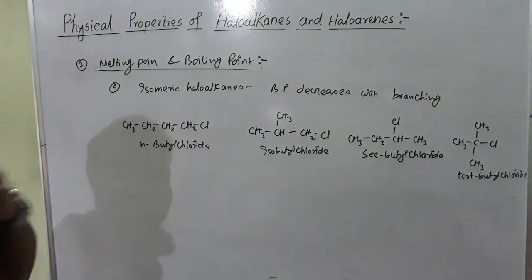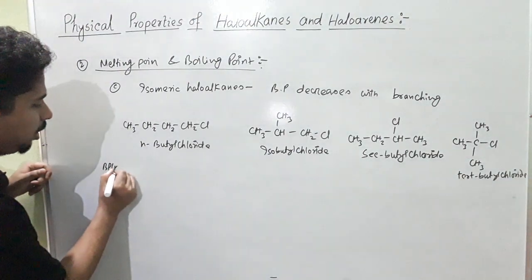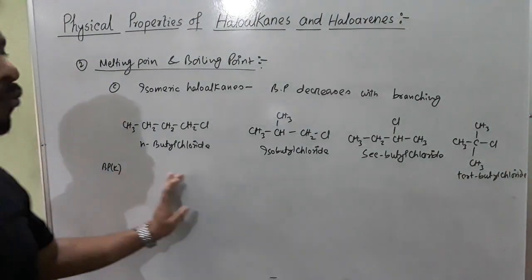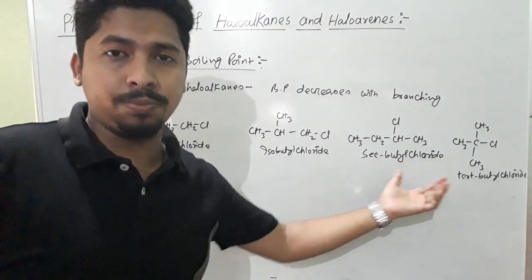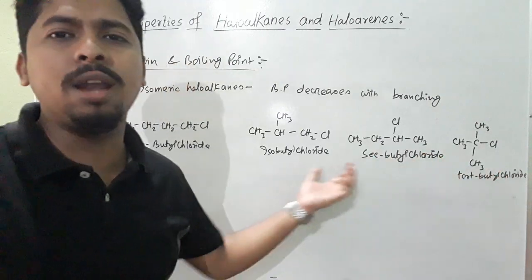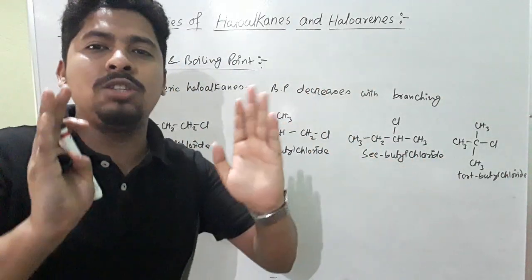Okay, but the boiling point decreases. The boiling point will decrease from left to right, because from left to right the branching increases. Okay, so the boiling point will decrease. With the increase in branching, the boiling point decreases.